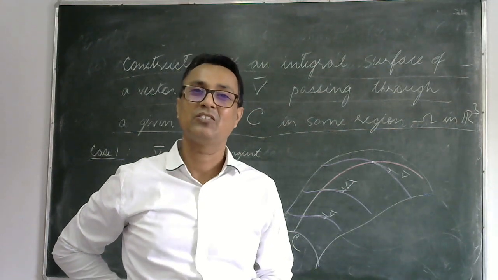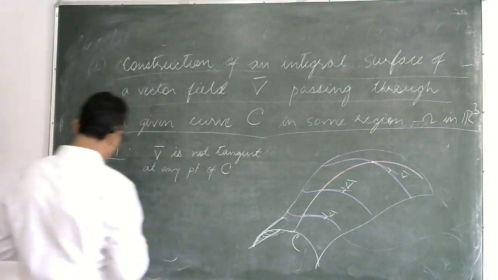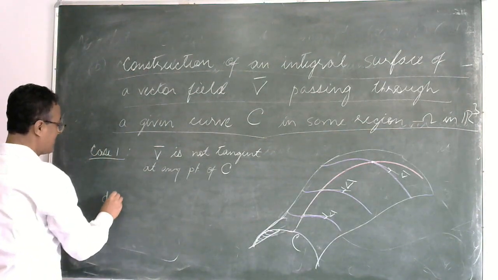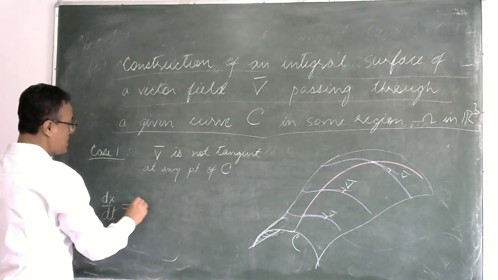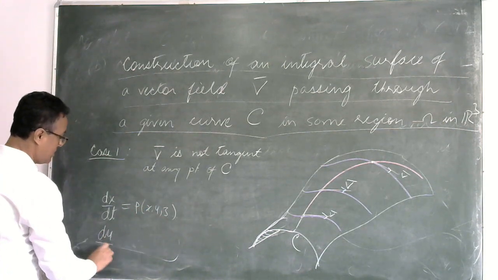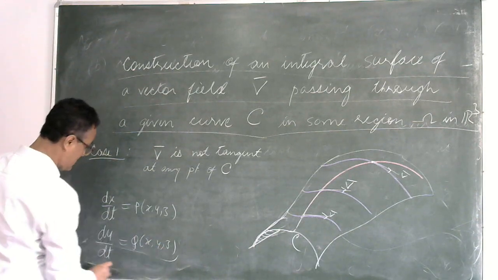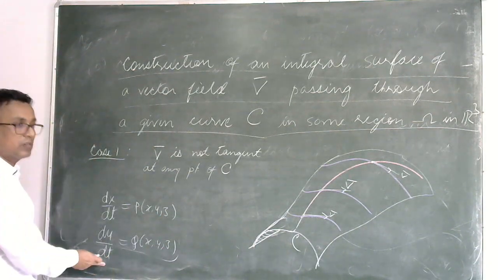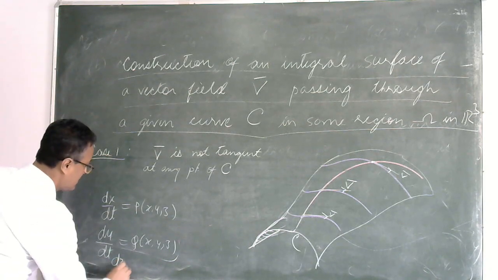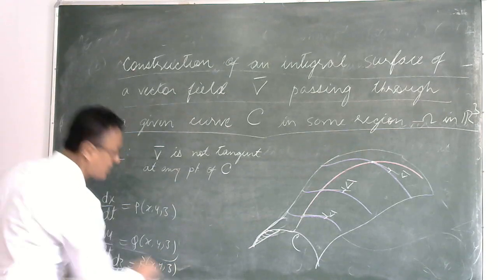Why? It is going to come from this. I have dx/dt equal to P(x, y, z), similarly dy/dt equal to Q(x, y, z), and dz/dt equal to R(x, y, z).